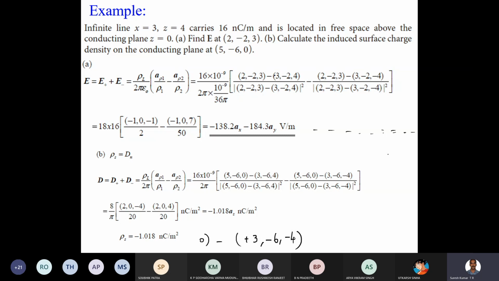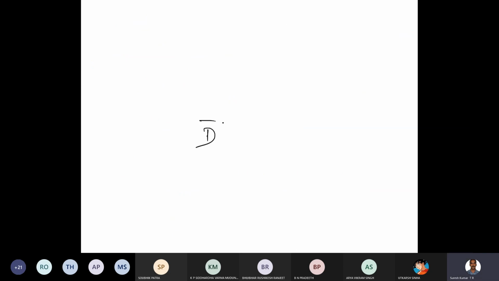I think you are all comfortable with these calculations, the endpoint and starting point calculations. But usually this will be at z equal to 0. So ultimately the answer, the d vector, will be some value. It should be perpendicular to the plane.